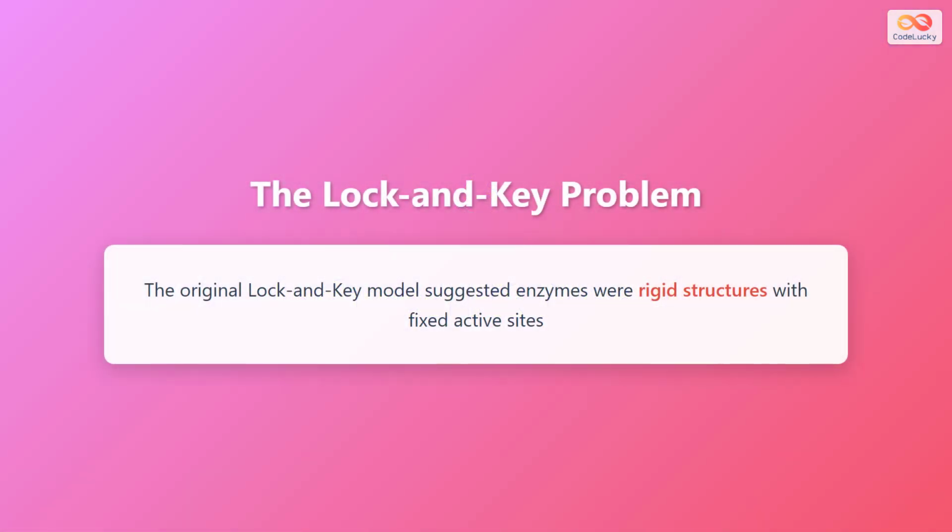Before we dive into the induced fit model, let's understand what came before it. The original lock and key model, proposed by Emil Fischer in 1894, suggested that enzymes were rigid structures with fixed active sites. According to this older model, the enzyme's active site was thought to be a perfect complementary match to the substrate, much like a lock and key. However, this model had limitations in explaining certain enzyme behaviors that scientists observed.